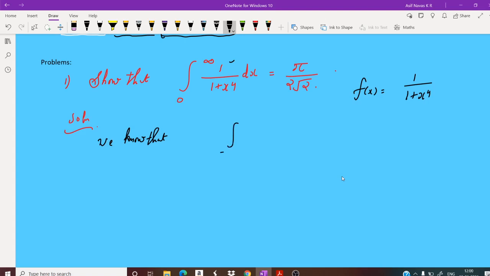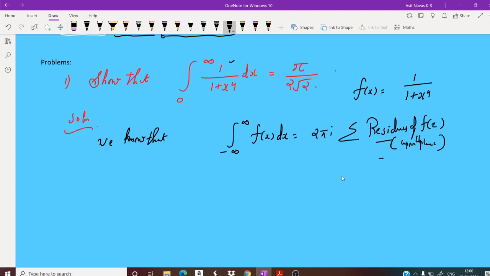So we know that the integral from minus infinity to infinity of f of x dx is equal to 2 pi i into the sum of residues of f of z in the upper half plane. But there is a problem here, because our integral is from minus infinity to infinity, but here the integration is from 0 to infinity. So now let us take this f of x, of the form 1 by 1 plus x raised to 4. Is f of x even?